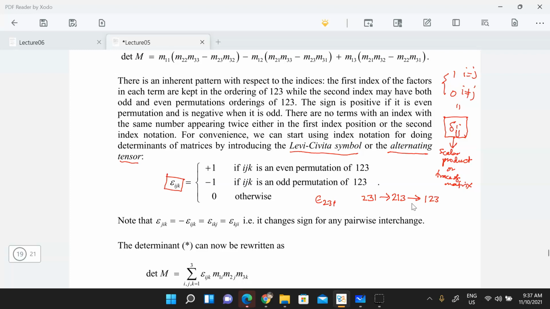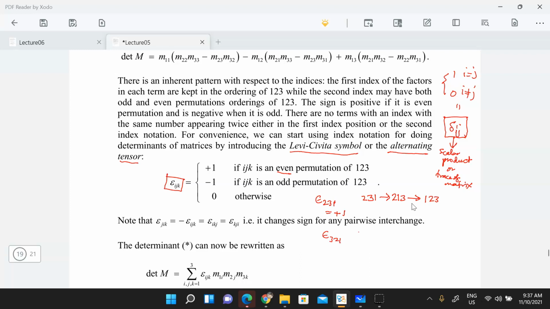2. And 2 is an even number. So in other words, epsilon 231 is a plus 1. Okay, so let's do another one. Let's do, say, epsilon 321.